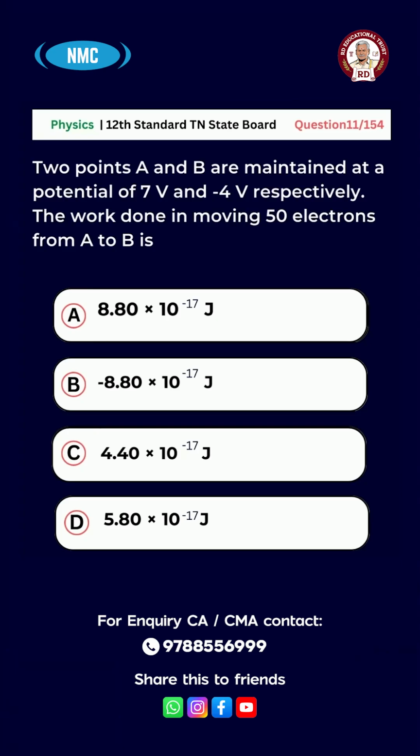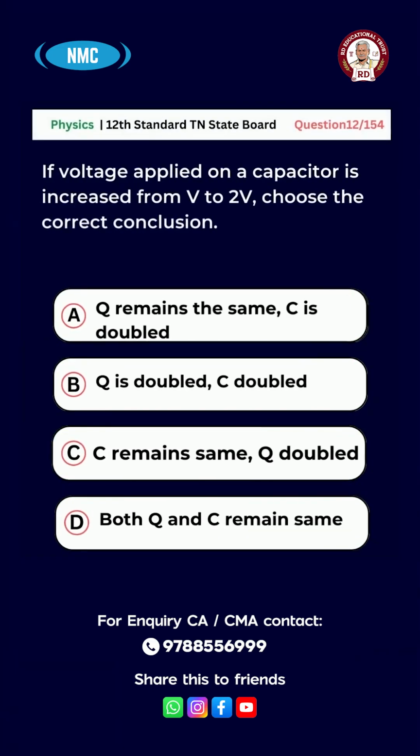And the right answer for this question is option A, 8.80 into 10 power minus 17 joule. Question number 12. If voltage applied on a capacitor is increased from V to 2V, choose the correct conclusion.